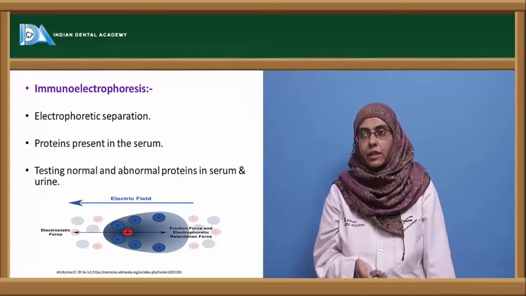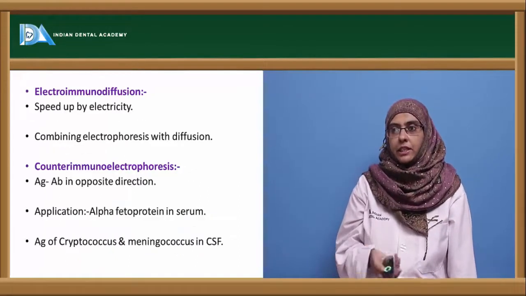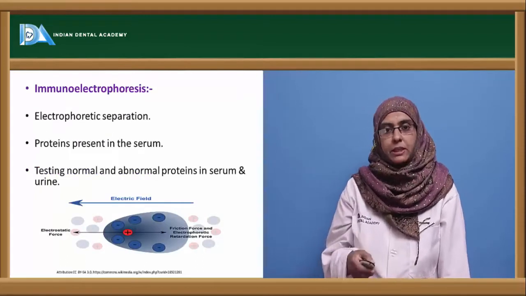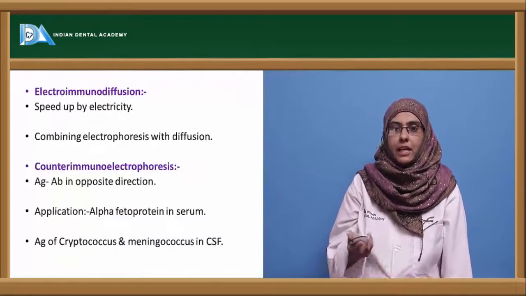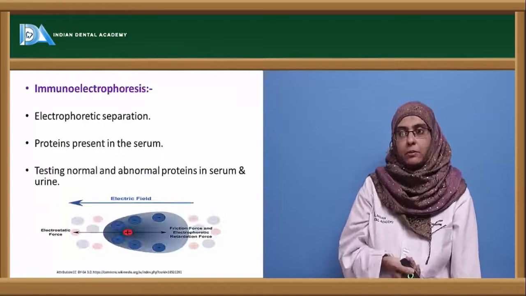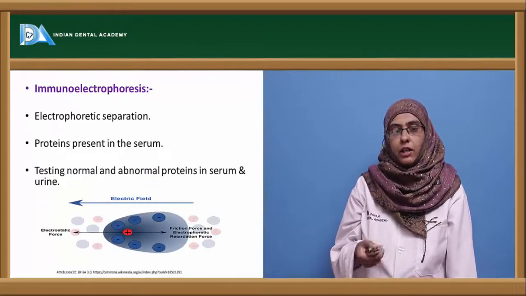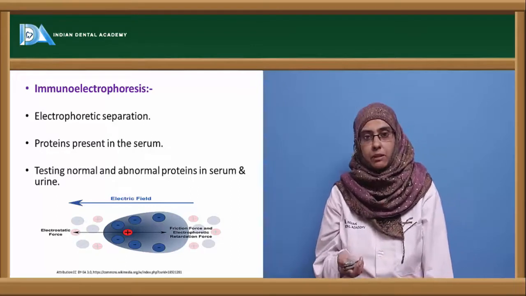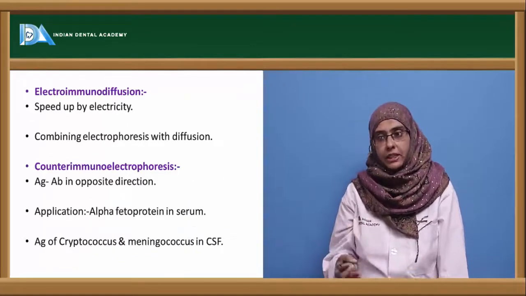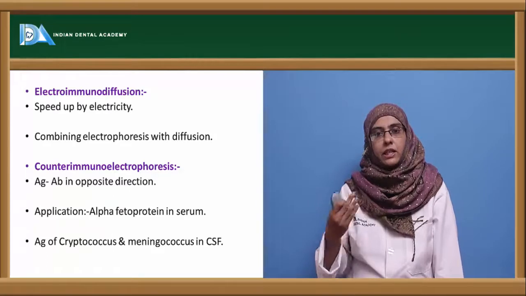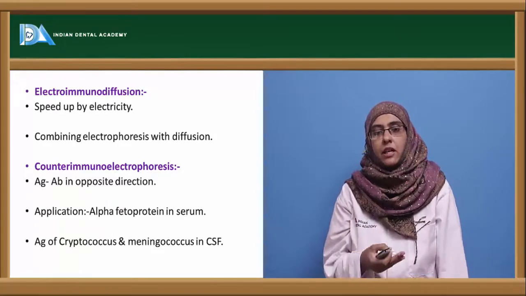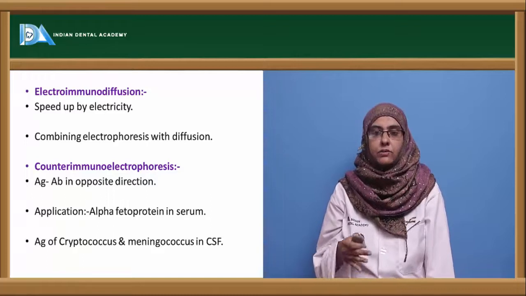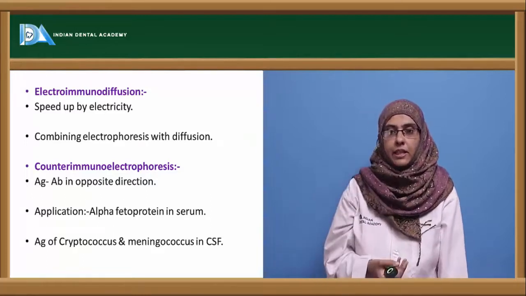Next is electroimmunodiffusion. Immunoelectrophoresis can be speeded up by applying electricity. Immunoelectrophoresis might take about 18 to 24 hours to give us the reaction. But by applying electricity, the speed of the reaction can be enhanced, and within 1 or 2 hours we'll get the result. So it is combining electrophoresis with diffusion, applying the electricity.